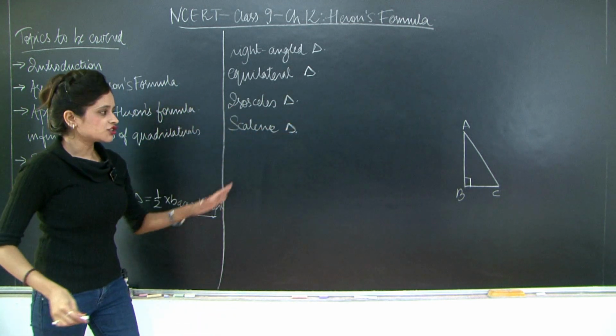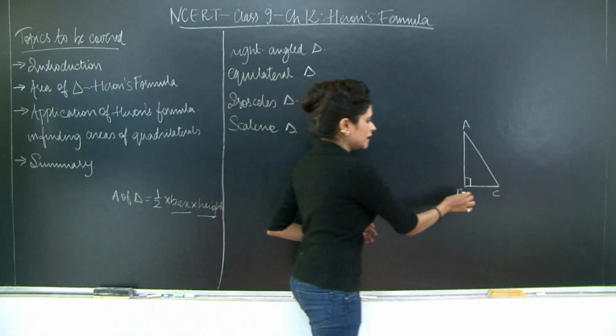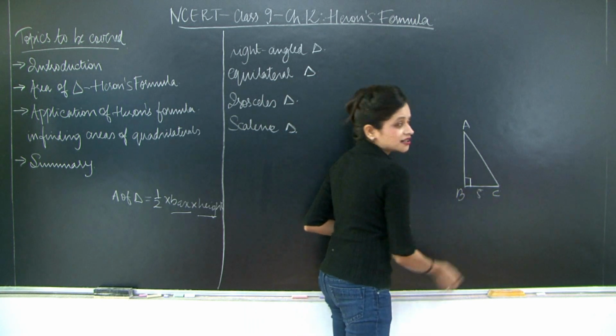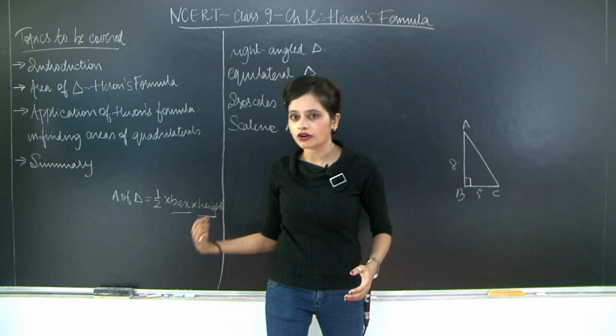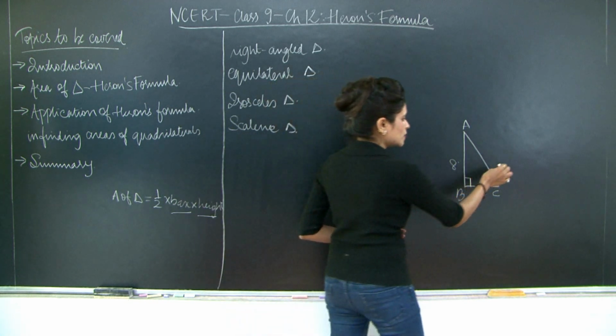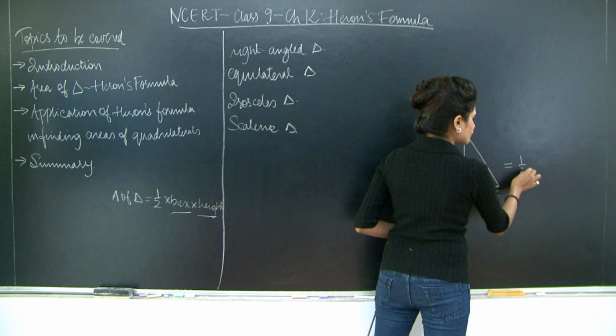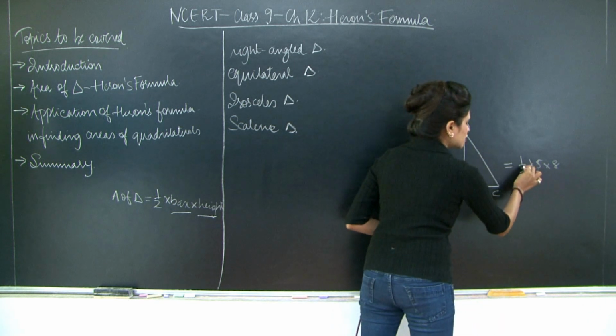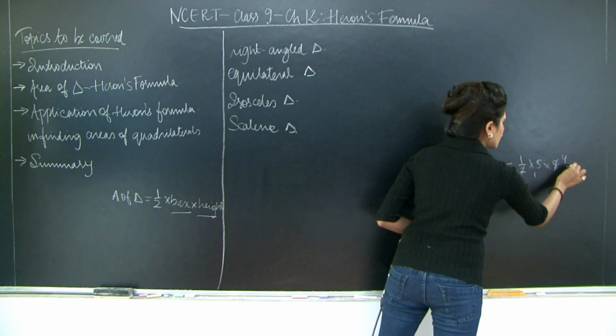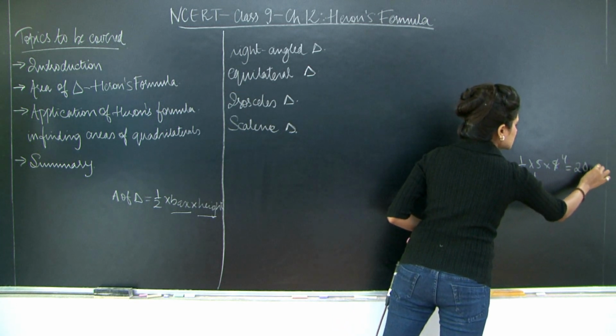So in right angle triangle like this, if I give you the base, let's say 5 centimeters and say the height 8 centimeters, you can easily apply this formula, area of triangle is equal to half into base into height, which is half into 5 into 8, right? So this would be 2 1s are 2, 2 4s are 8, so area is 20 units square.